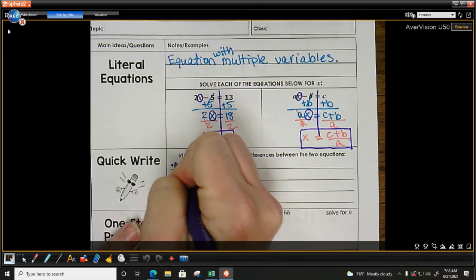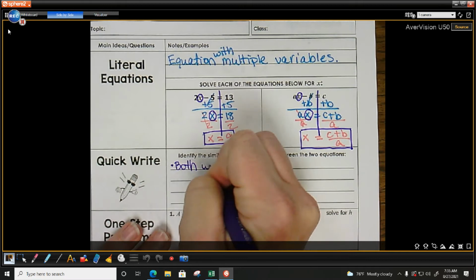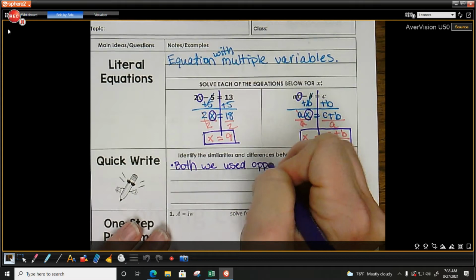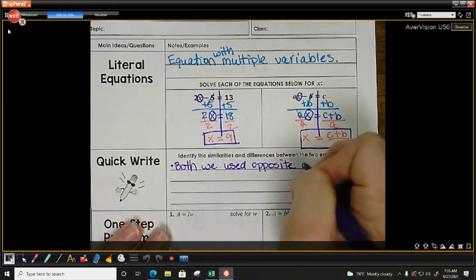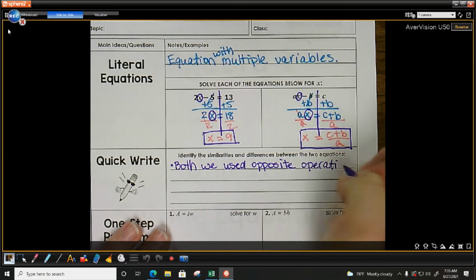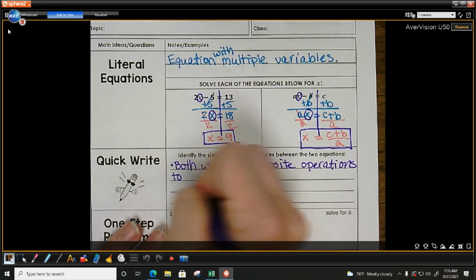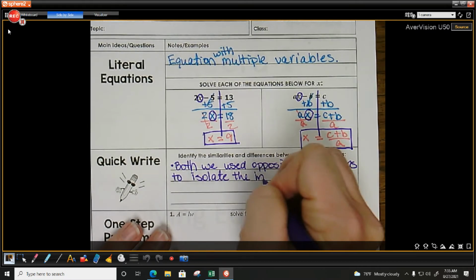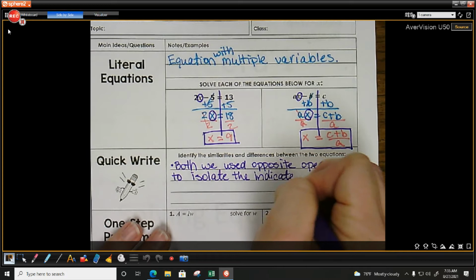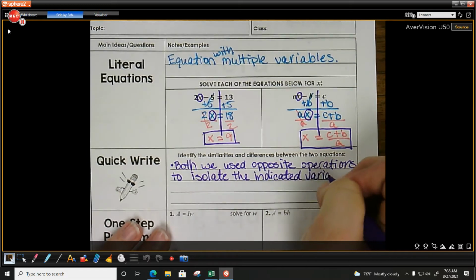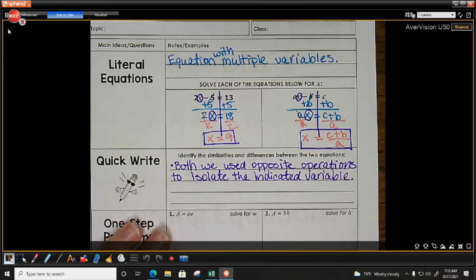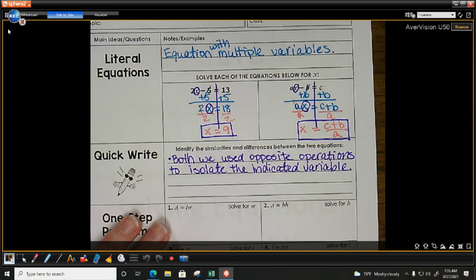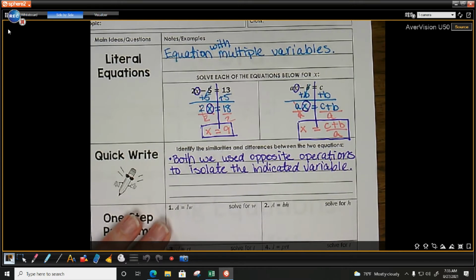On both of them, we used opposite operations to isolate the indicated variable. So that's something that's the same. We followed the same steps. But what makes them different?